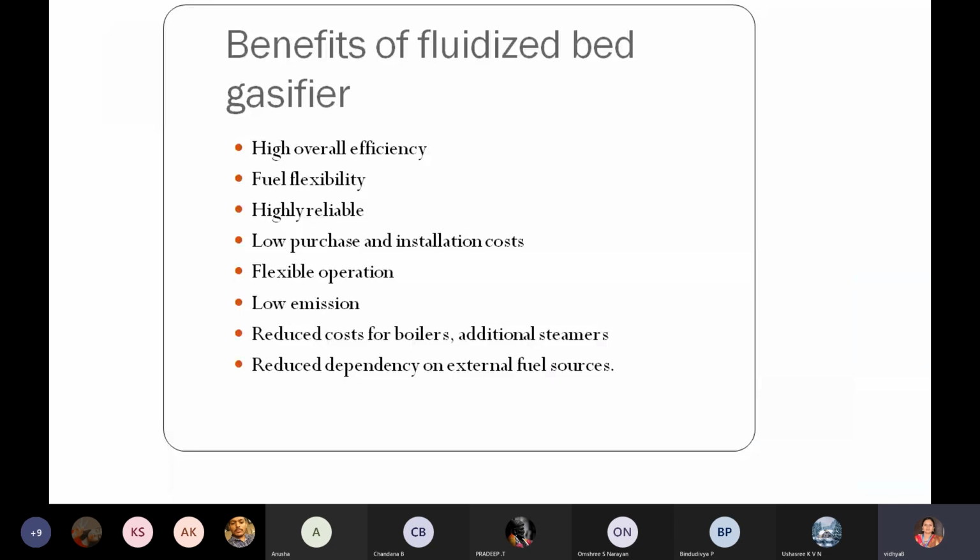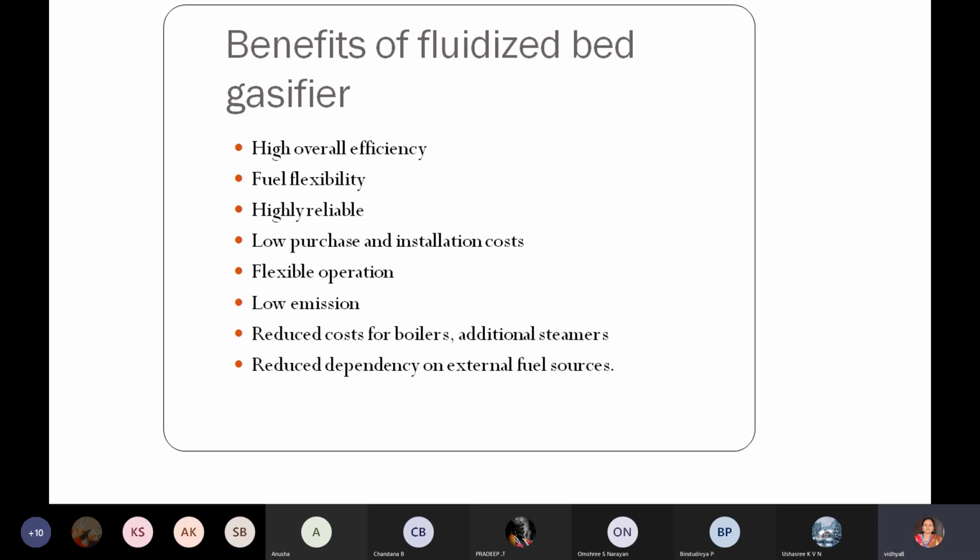Next, benefits of fluidized bed gasifier. Till now we have discussed the fixed bed gasifier. Now, fluidized bed gasifier benefits. First is high overall efficiency. For example, it may range from 70% to 90%. Moisture content and ash content are reduced, so the thermal efficiency of the fluidized bed gasifier is high.